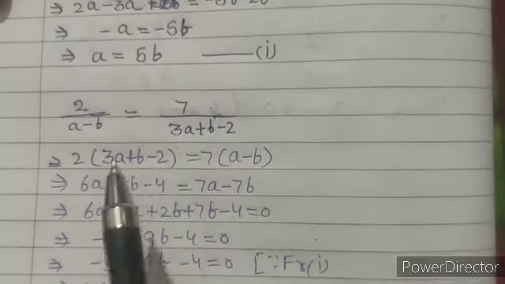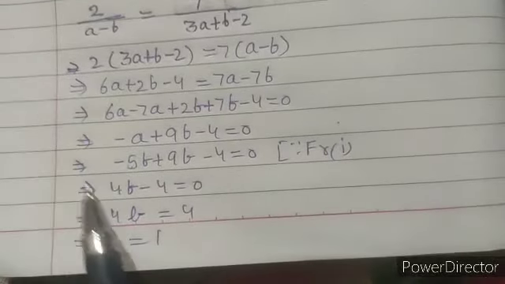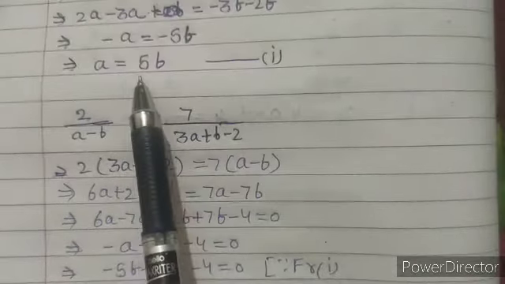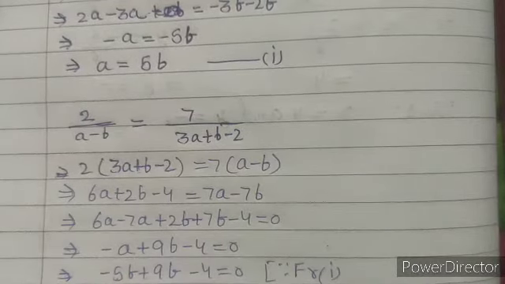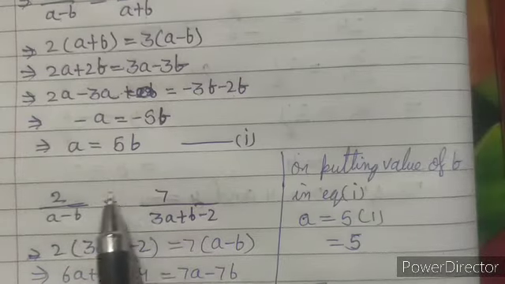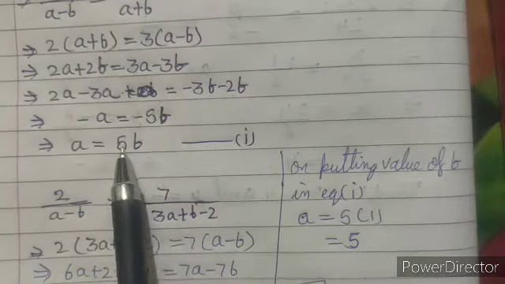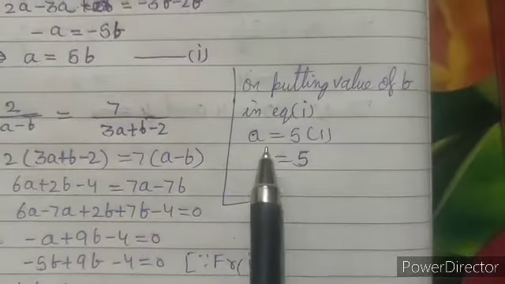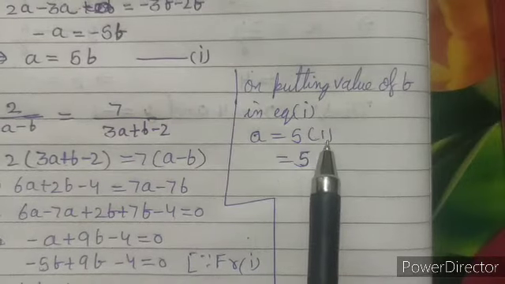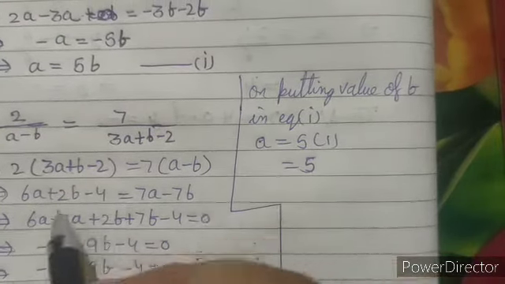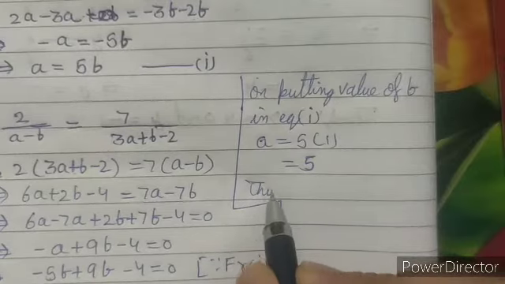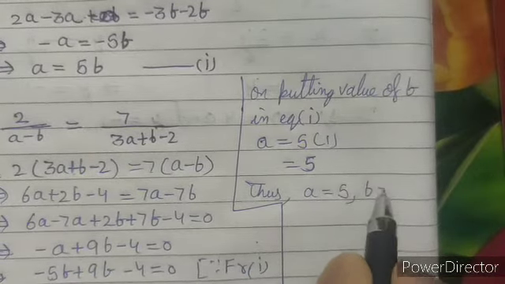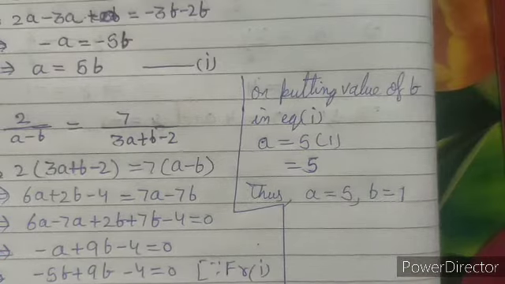Now we have obtained the value of b. Now we'll put the value of b in equation first to get the value of a. We will get a equal to 5 into b, and b was 1. So that will be a equal to 5 into 1, and that will be equal to 5. Thus we can say that a is equal to 5 and b is equal to 1.